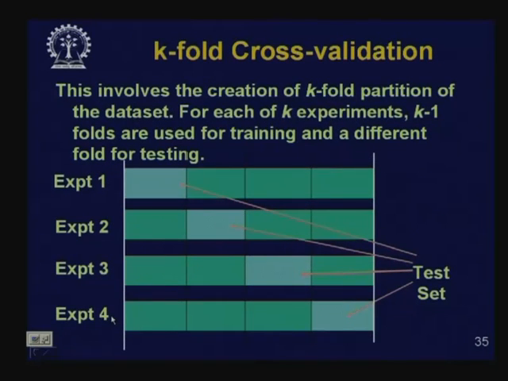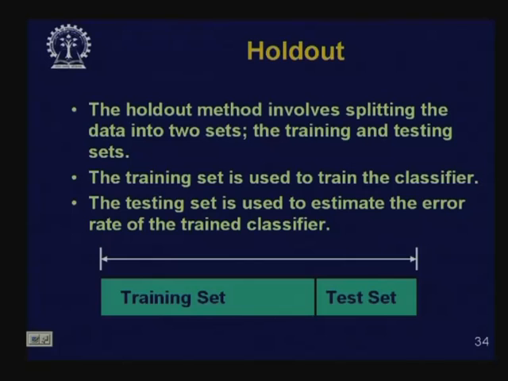Now, one standard technique which is used. Of course, this holdout method requires that enough examples are available, so that even after keeping aside some data for the test set, you have enough data remaining to use for training. You know that usually for most algorithms, the more data that you use for training, the better you can expect the accuracy of the classifier will be.